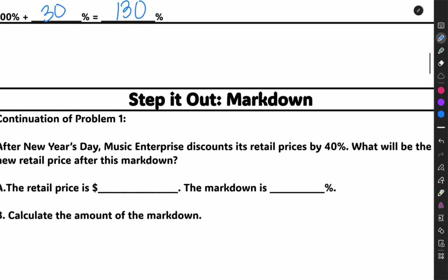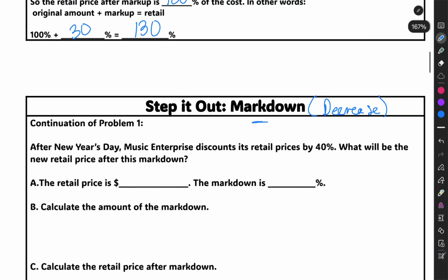Doing the markdown is the same exact process, except markdown is a decrease, which means we end up subtracting. So this is a continuation of problem 1. We're still using the same music company, but this time it says after New Year's Day, the music enterprise discounts. So discounts means that the price is going down by 40%. What will be the new retail price after the markdown?